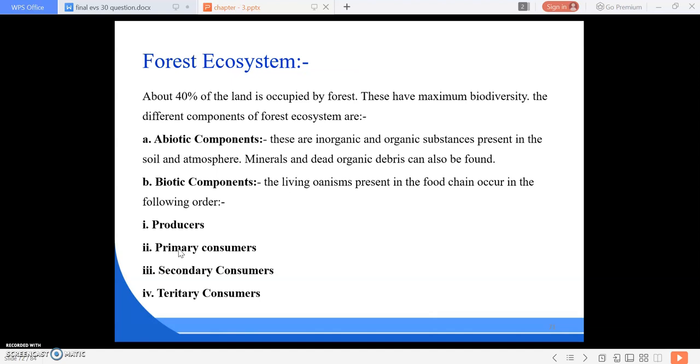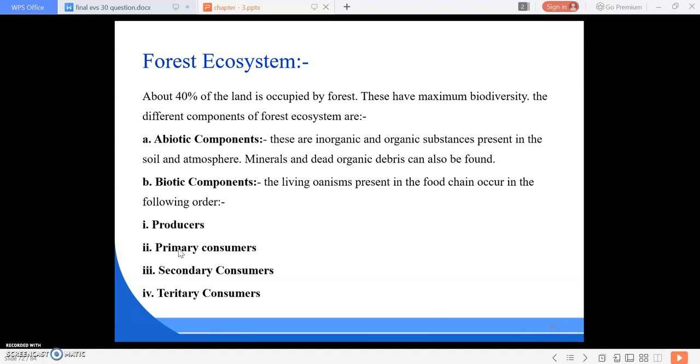In the previous class, I told you about the forest ecosystem. It has two components: first is the abiotic component, and second is the biotic components. The living organisms present in the food chain occur in the following order: first is the producer, second is the consumer, and third is the decomposer. The consumer is again subdivided into three: primary consumers, secondary consumers, and tertiary consumers.